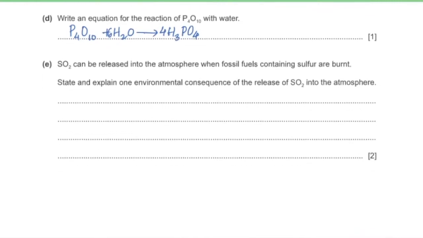Part E, sulfur dioxide can be released into the atmosphere when fossil fuels containing sulfur are burned. Explain one environmental consequence of the release of sulfur dioxide into the atmosphere. So sulfur dioxide turns to sulfur trioxide, which turns to acid rain H2SO4 when it reacts with water. This acid rain poses serious threat to marine life and damages buildings too. So we can write that it turns to acid rain, which damages buildings.